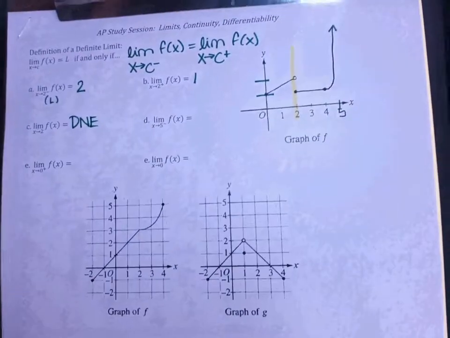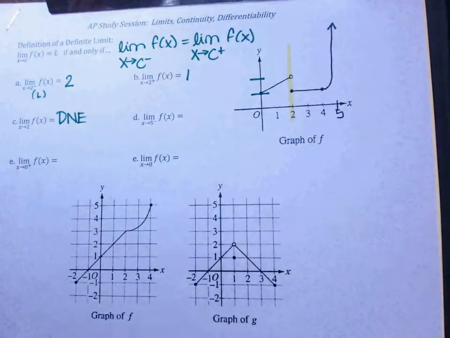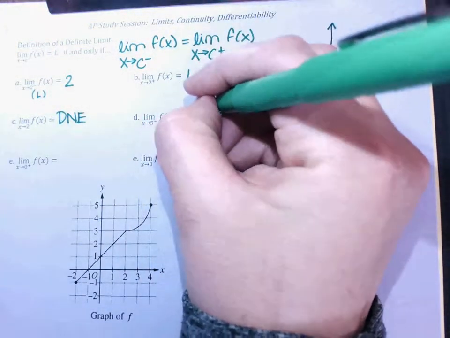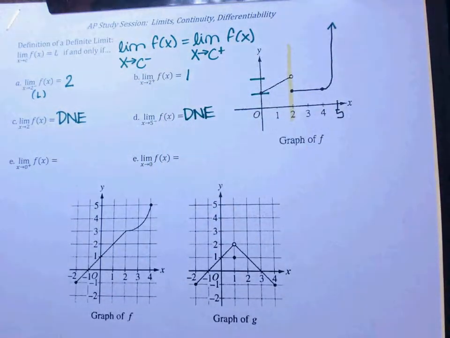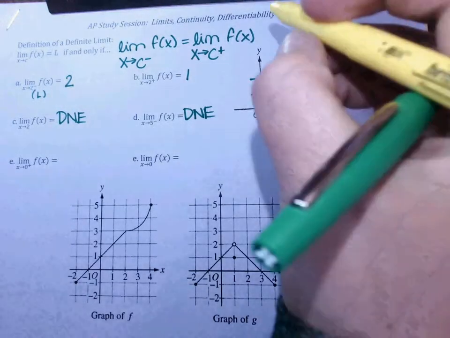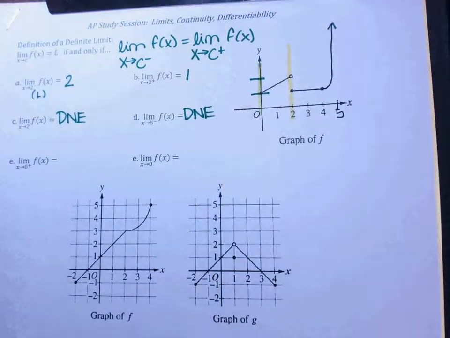If your graph just keeps going up forever, does it have a limit? No. D and E. Okay, so anytime that you're approaching an asymptote, that would be D and E, or any function that doesn't stop at a certain value. Okay, look at 0 from the right. As I approach 0 from the right side, what y value am I approaching?